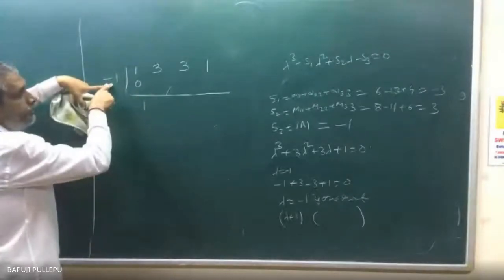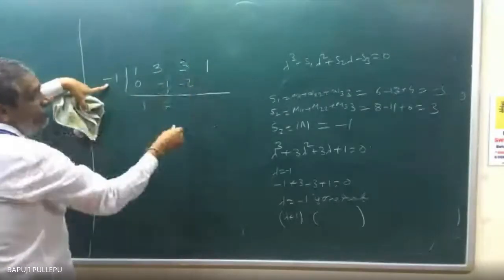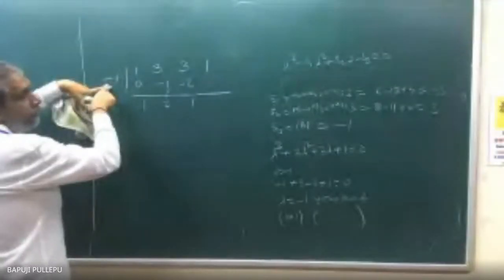-1. So, 1 into -1, how much? -1. 3 minus 1, plus 2. 2 into -1 is -2. 3 minus 2 is 1. Plus 1. 1 into -1, minus 1. The last is 0.